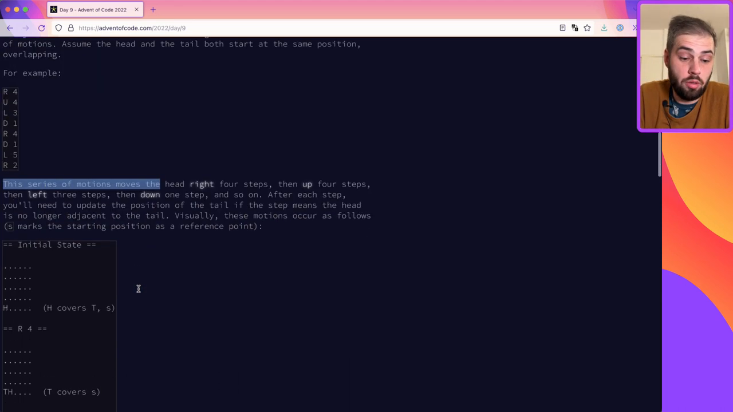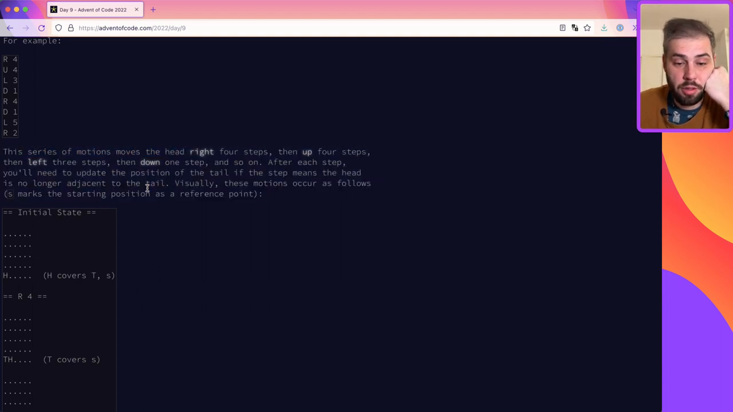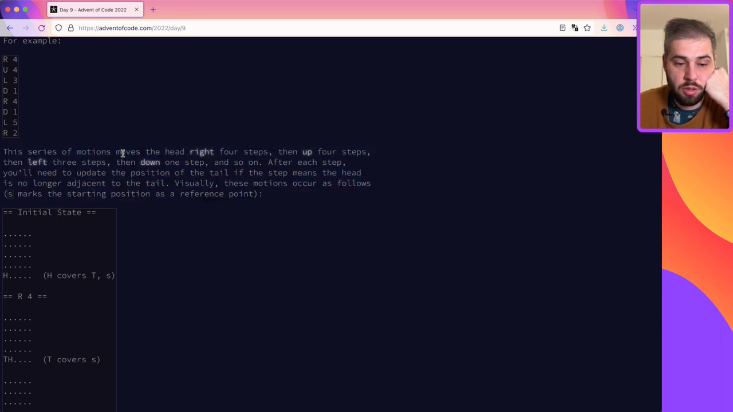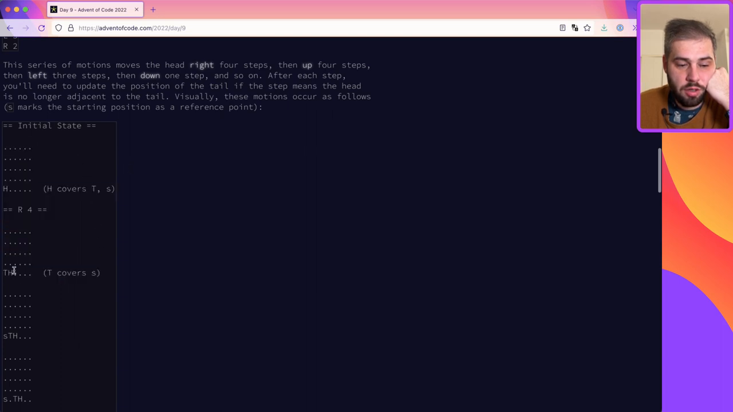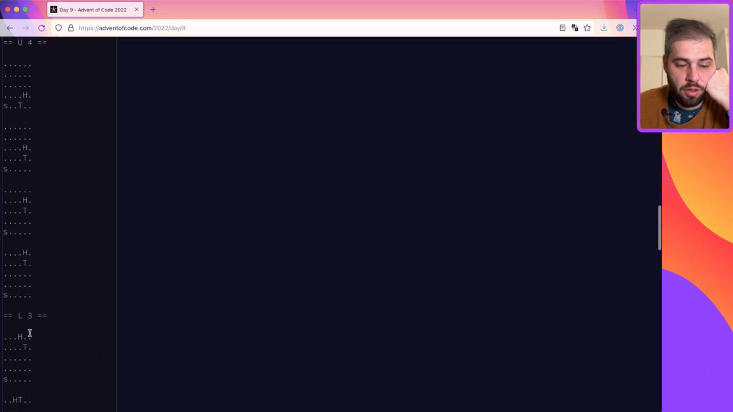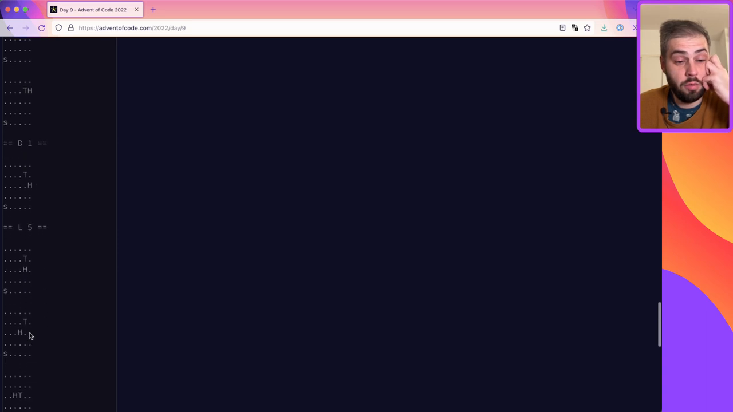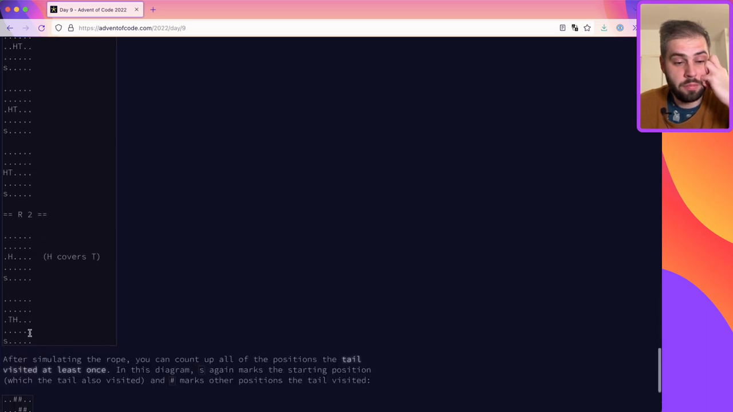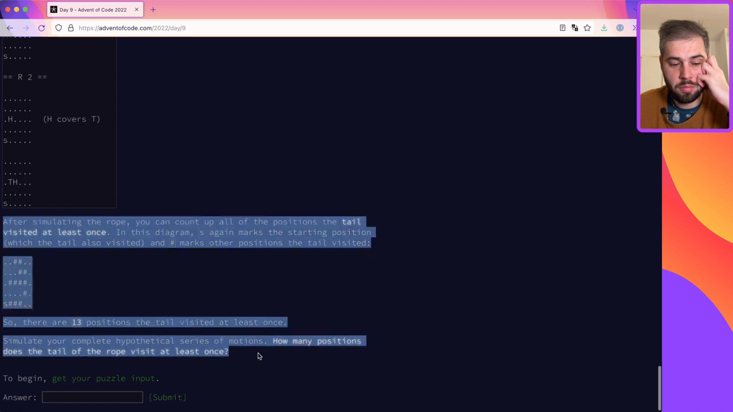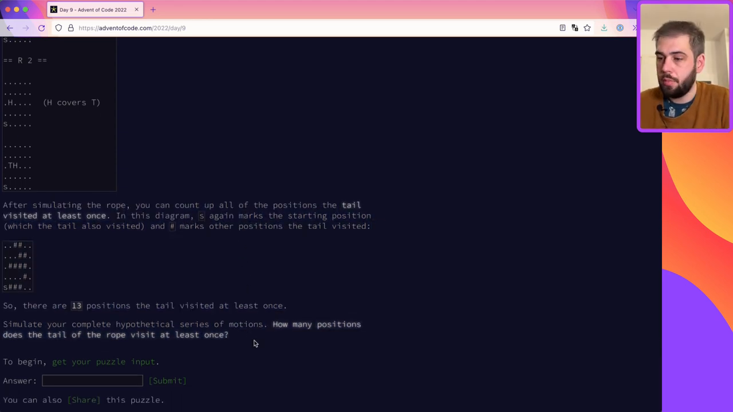But at least it looks like it's a good task for visualization, right? The motion moves the head right 4 steps, up 4 steps, left 3 steps, and down 1 step. After each step, you'll need to update the position of the tail if the step means the head is no longer adjacent to the tail. Visually, this marks the starting position, where H covers T and s. Okay, whatever. Yeah, looks like it should be visualized. Okay, yeah, the task is clear.